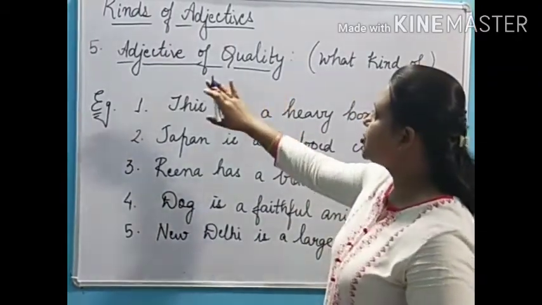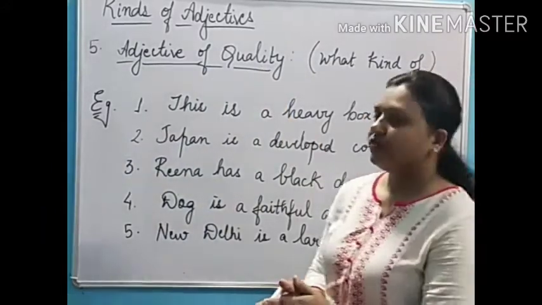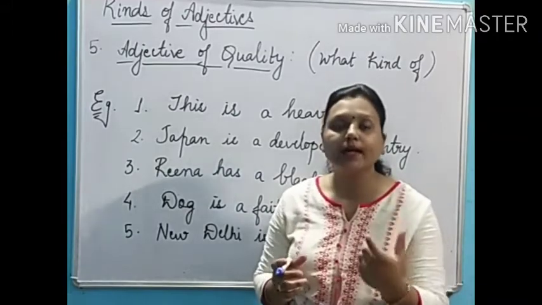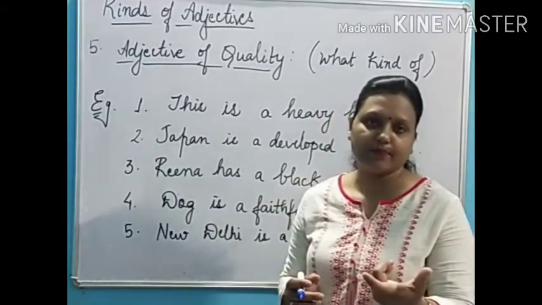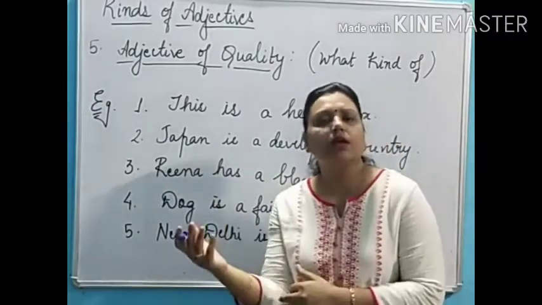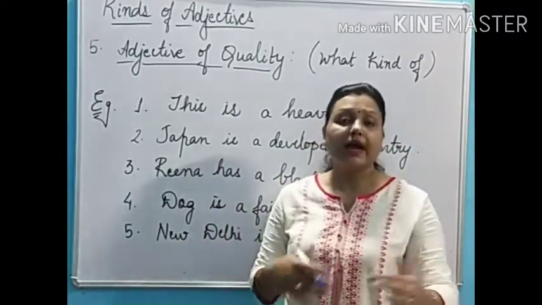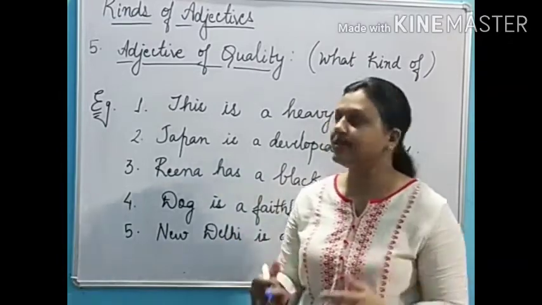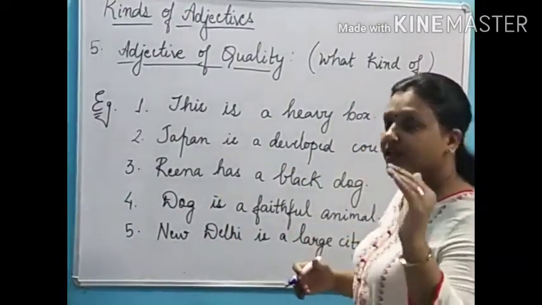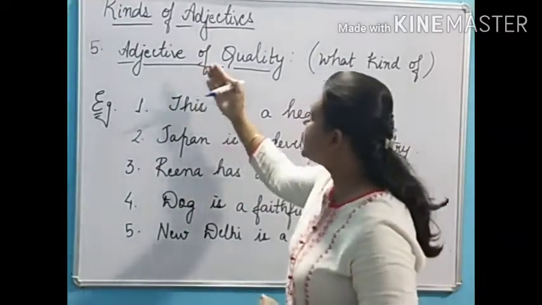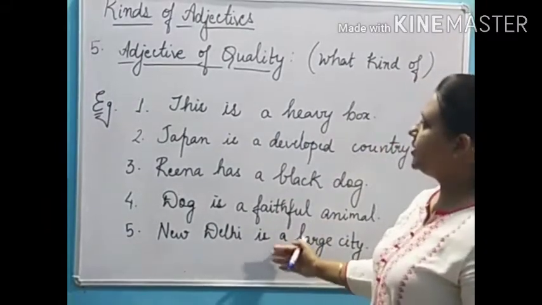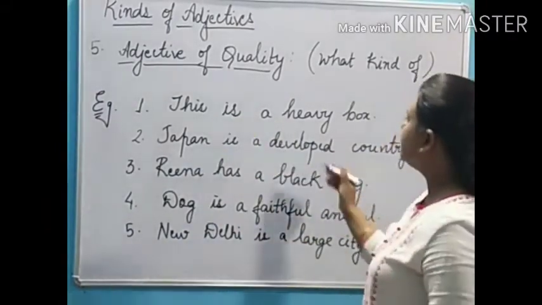Our next kind is adjective of quality. Whenever we talk about adjective of quality, we want to convey that what kind of, koi cheez kaisi hai. Koi cheez lambi ho sakti hai, choti ho sakti hai, safed ho sakti hai rang mein, lal ho sakti hai, hari ho sakti hai, achi ho sakti hai, buri ho sakti hai. So it depends. So when we talk about what kind of, koi cheez kaisi hai, that falls under the category of adjective of quality. Alright? So we have few examples written over here. Let's understand. This is a heavy box.